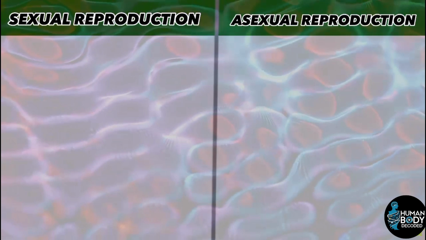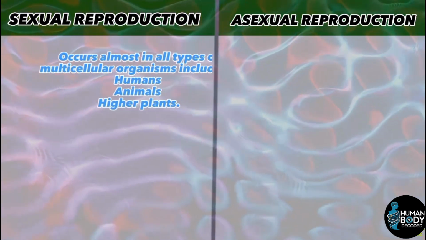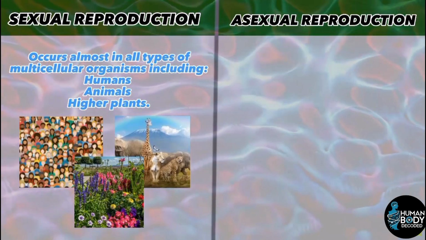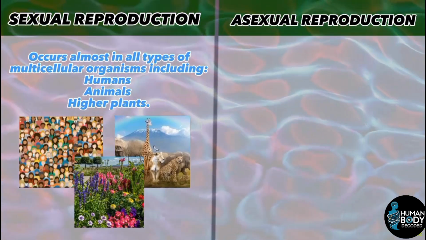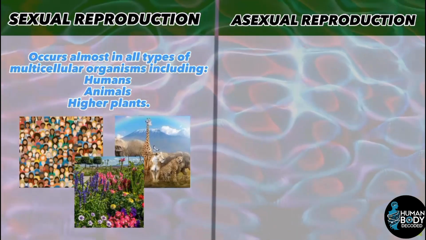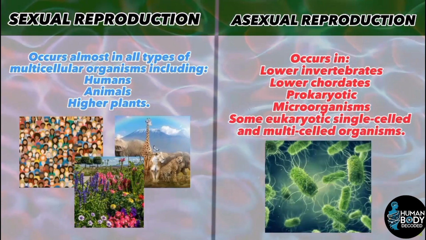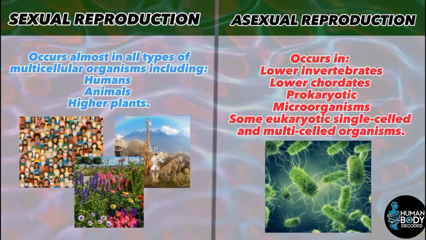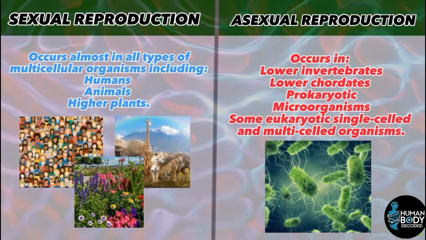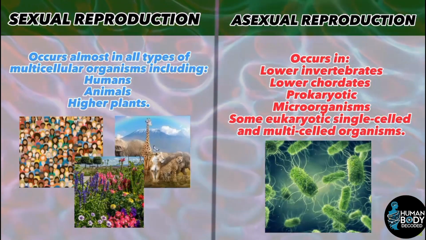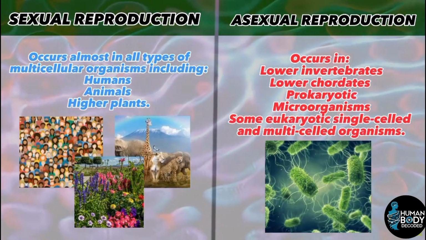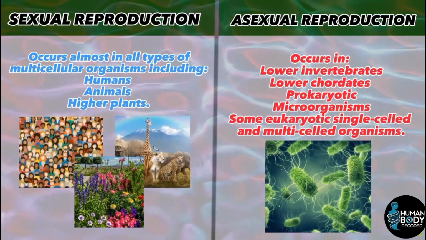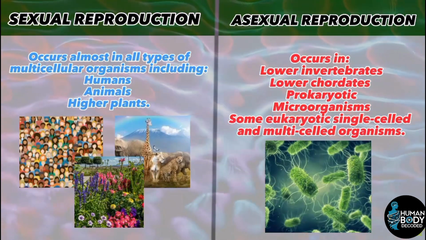Difference number 15. Sexual reproduction occurs in multicellular organisms like humans, animals, and higher plants. But asexual reproduction occurs in lower invertebrates, lower chordates, and prokaryotic microorganisms. Additionally, some eukaryotic single-celled and multicellular organisms reproduce asexually.